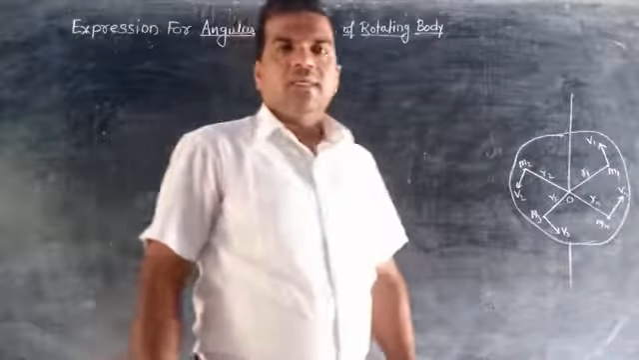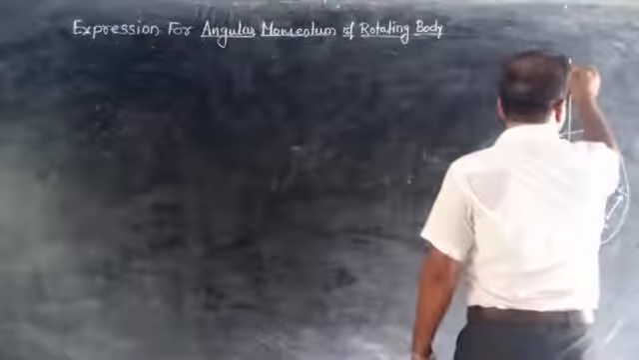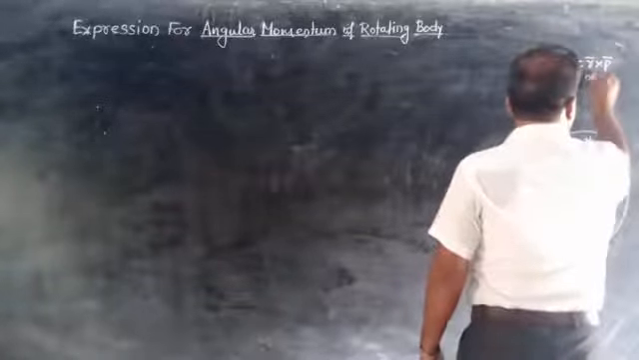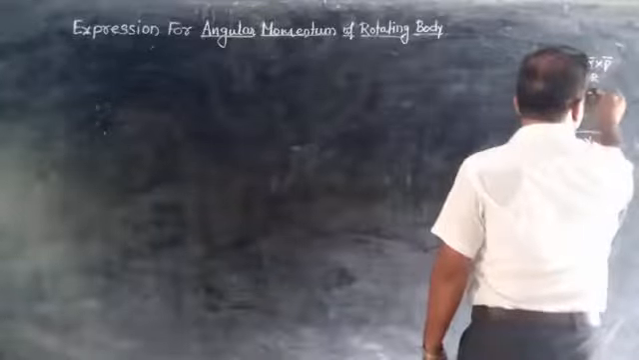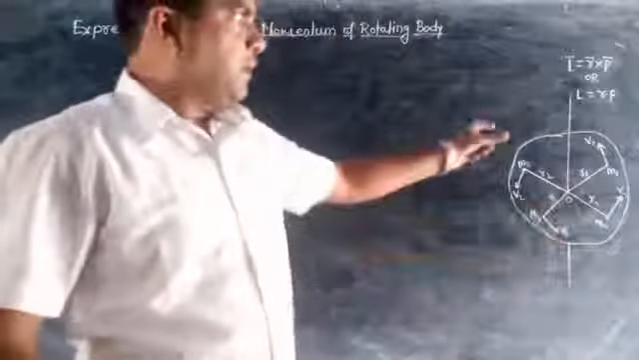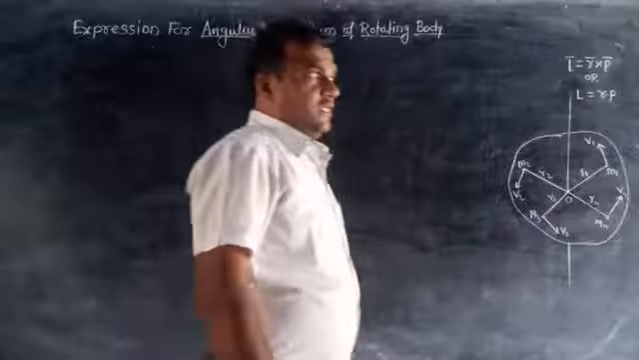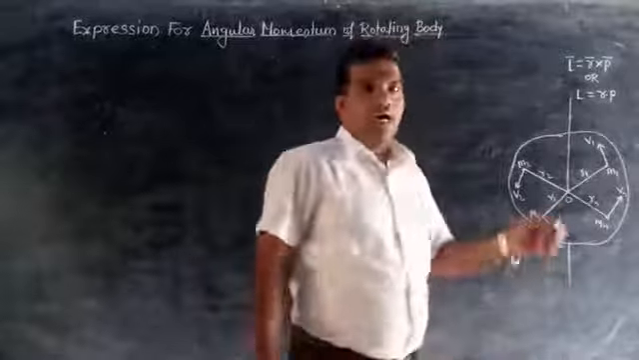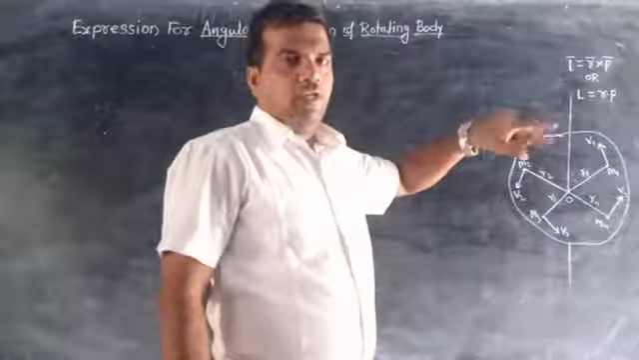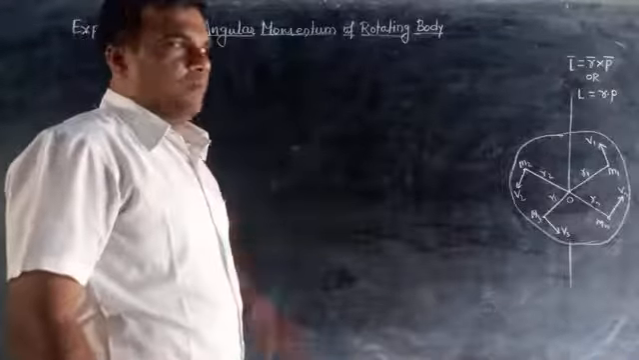Angular momentum is nothing but the moment of linear momentum, that is, L bar is equal to R bar cross P bar, or in magnitude we can write L is equal to R into P, where R is the perpendicular distance of the particle from the axis of rotation and P is linear momentum. This R is also called the moment arm, and therefore L is equal to RP, that is, the moment of linear momentum. So we have to derive an expression for the angular momentum of a rotating body.